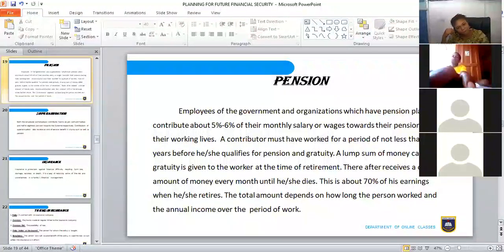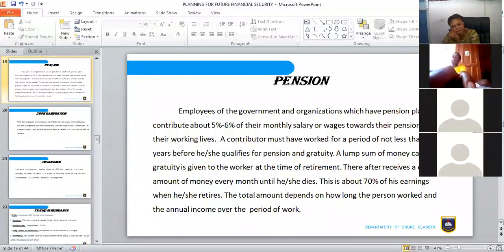Then the next one we'll talk about is pension. Employees of the government and other organizations which have pension plans for their workers, they also contribute about 5 to 6% of their monthly salary or wages towards their pension during their working life. So as you are still working, between 5 to 6% of your monthly salary will be paid into a pension fund for you. And the contributor must have worked for a period of not less than 20 years. You have to work for 20 or more years before you qualify for pension and gratuity.